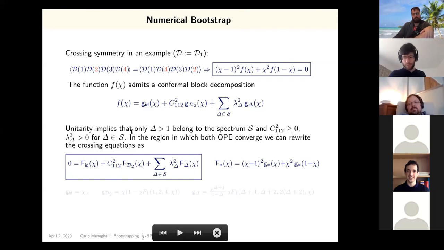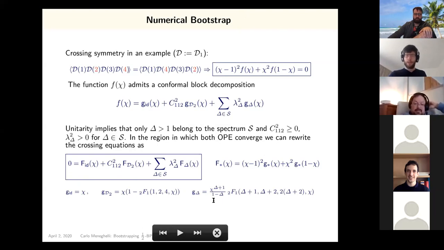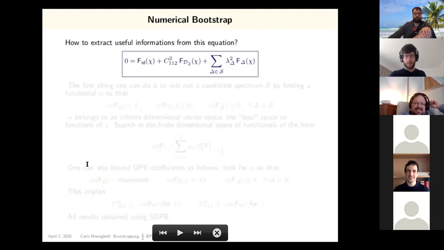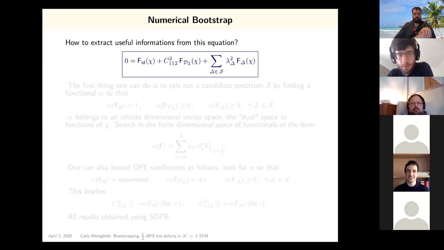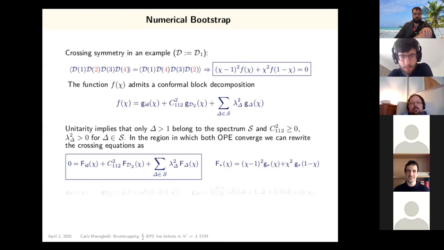To remove some mystery, these known functions are very simple. G identity is just chi, G delta 2 is just this combination, chi multiplied by a hypergeometric function, and similarly G delta. So these are very simple known functions, and these are the equations we are going to fight with numerically in a second. So let me report it here. The question, before you go to the next transparency, show the previous one.